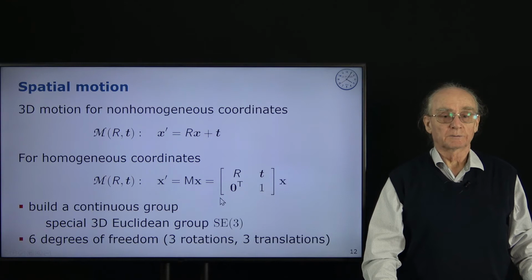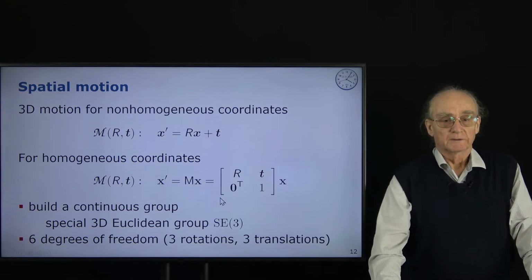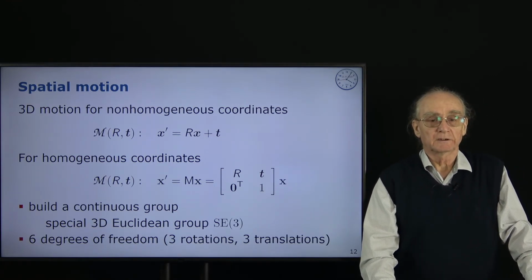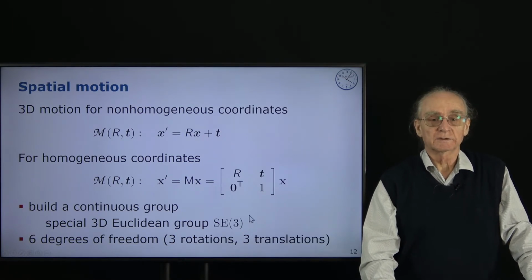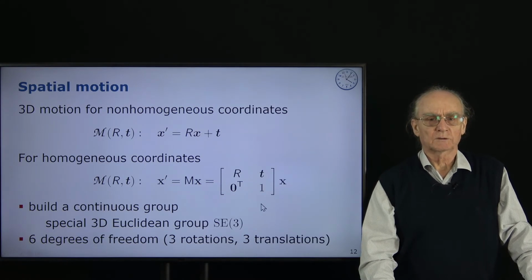Of course, they also build a continuous group. This is the special 3D Euclidean group, which is sometimes abbreviated with SE and then the dimension 3. It has 6 degrees of freedom, namely 3 rotations and 3 translations. So up to now, this is quite simple.